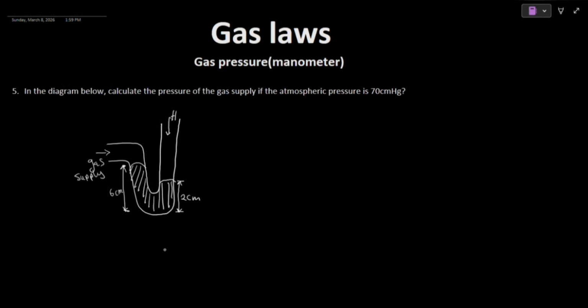This is question number 5. We're given that in the diagram below, calculate the pressure of the gas supply if the atmospheric pressure is 70 cm of mercury. So we're given H to be 70 cm mercury. Looking at this, our pressure difference is 6 minus 2, and that will give us 4 centimeter.